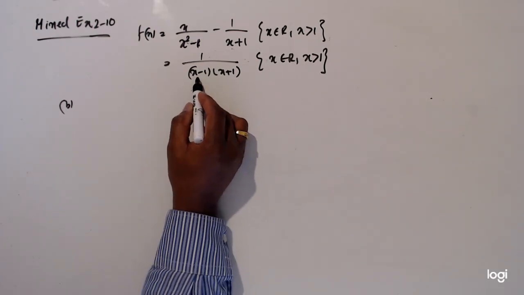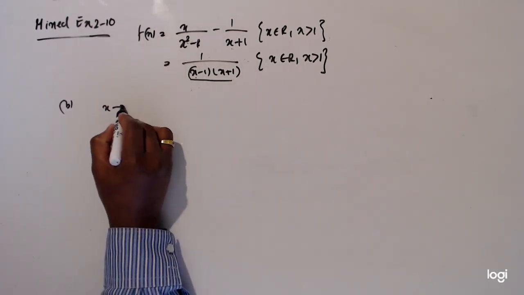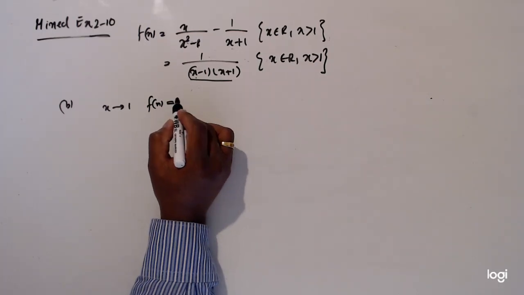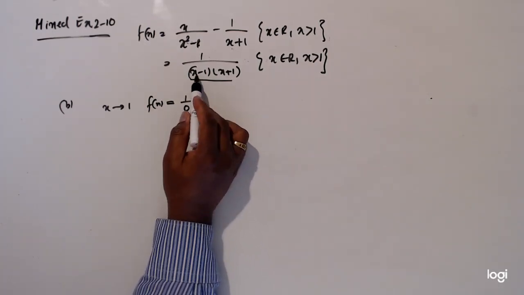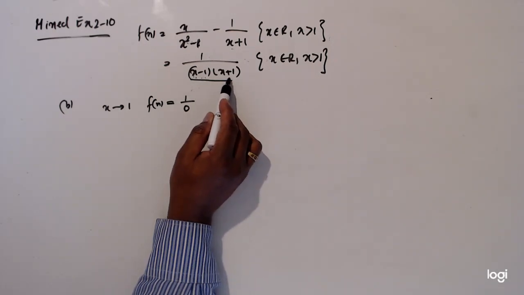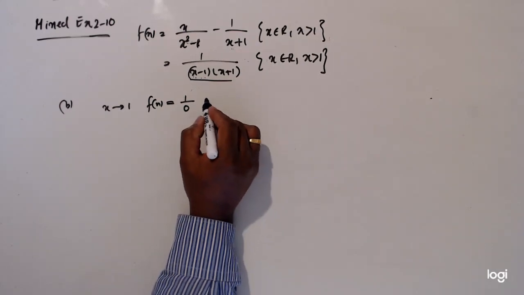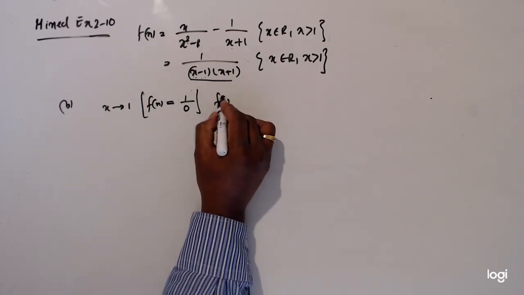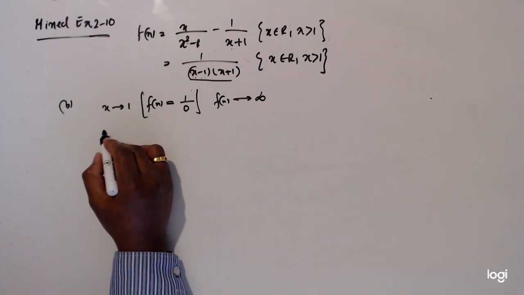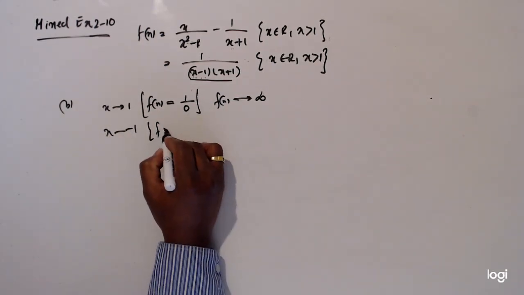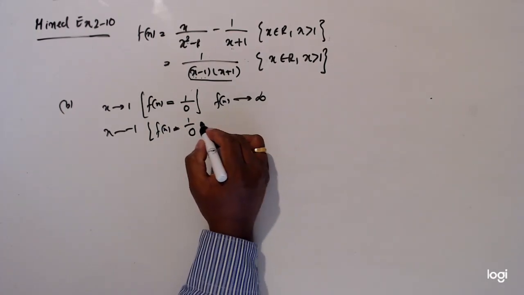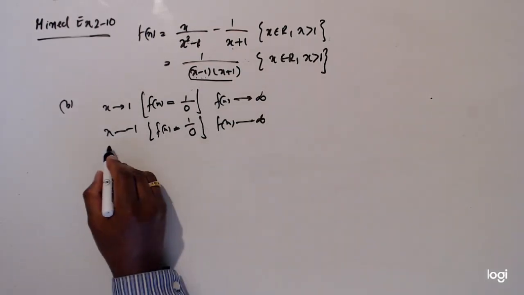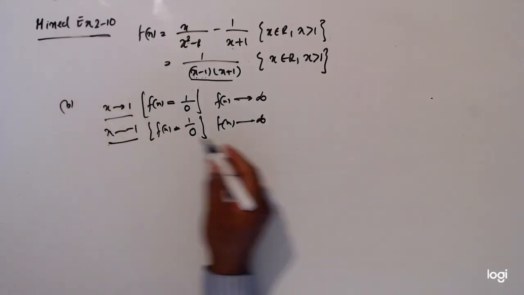I can see that when x goes to 1, the f(x) value becomes 1 over 0, because (1 minus 1) times this becomes 0. The denominator becomes 0, and as a result f(x) goes to infinity. So x equal to minus 1 also, f(x) equals 1 over 0, it means f(x) goes to infinity. Hence x equal to 1 and minus 1 are asymptotes.